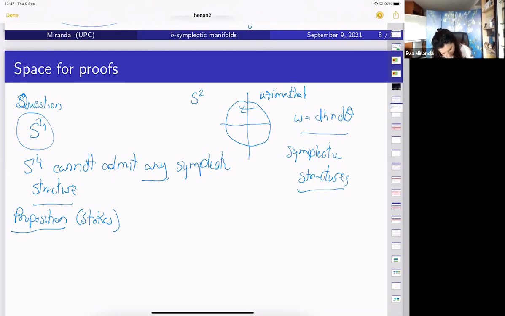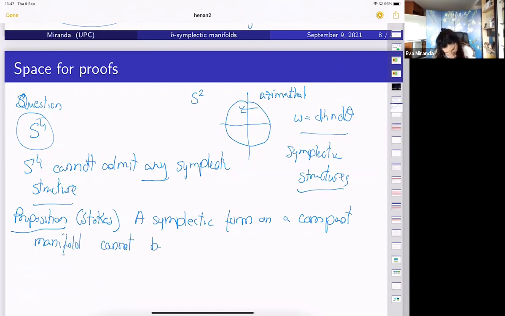A symplectic form on a compact manifold cannot be exact. To be exact means that this 2-form is the differential of a 1-form. Of course, omega is closed because that is the definition. This means that I can take the class of omega, because this defines a cocycle in H2.